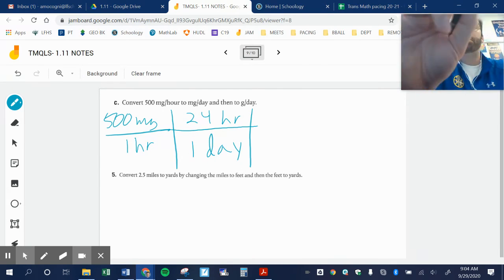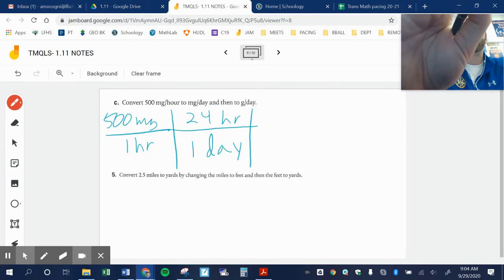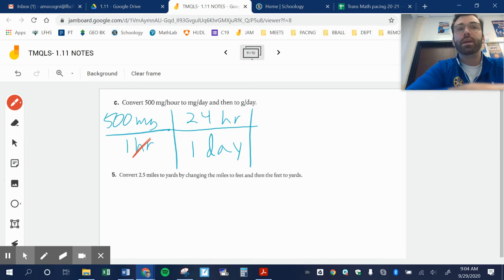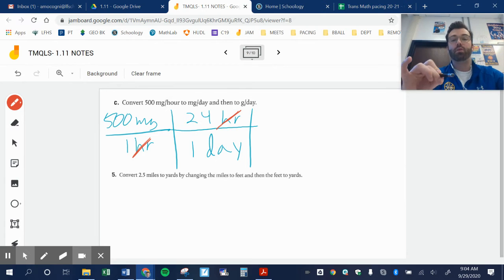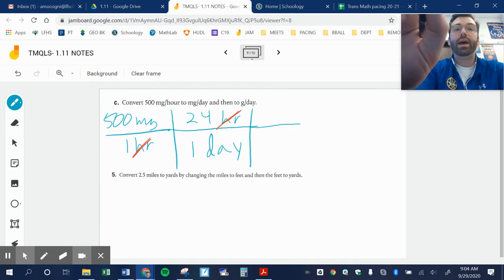Now, why am I putting the 24 on top? I'm putting the 24 on top because my hours are on the bottom. In order to eliminate a unit, one needs to be on the top and one needs to be on the bottom. If I already have one on the bottom, that means my next one must come on the top.